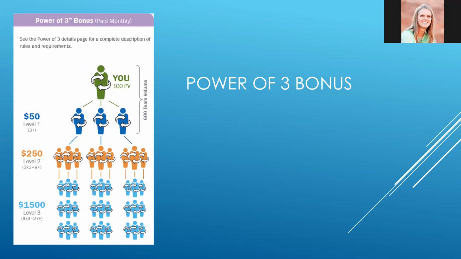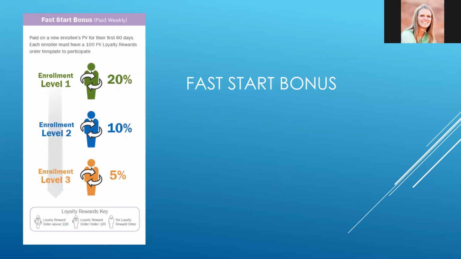So let me jump back one slide real quick to give you one more thing. On your fast start bonus, in order to be paid on this, you have to have a 100 PV LRP order template set up in the back office. So if you have your loyalty rewards order set at 80 PV, when they check for this, it will not give you a paycheck on your fast start bonus. You need to make sure that it is sitting at 100 PV at all times.